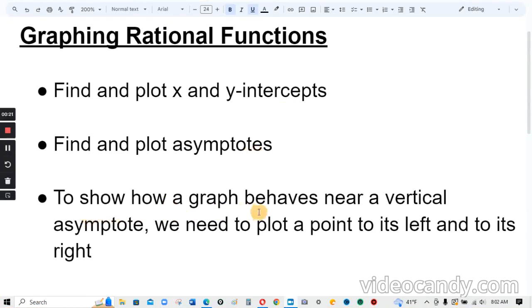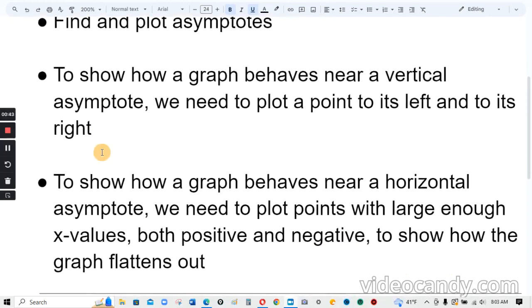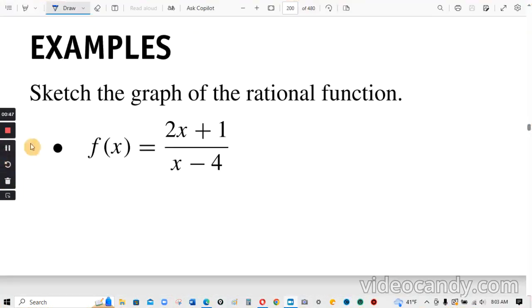And to show how a graph behaves near a vertical asymptote, we need to plot a point to its left and to its right. And then to show how a graph behaves near a horizontal asymptote, we need to plot points with large enough x values, both positive and negative, to show how the graph flattens out. All right, so we'll be doing that in the examples. So here, the first example, they want us to sketch the graph of this rational function.